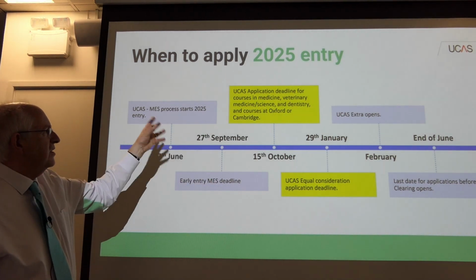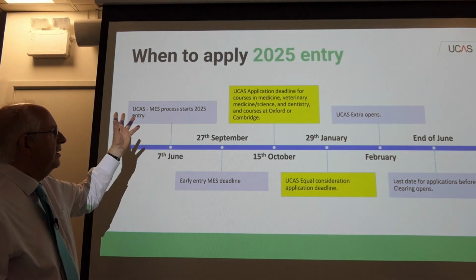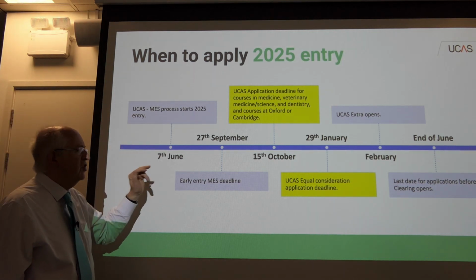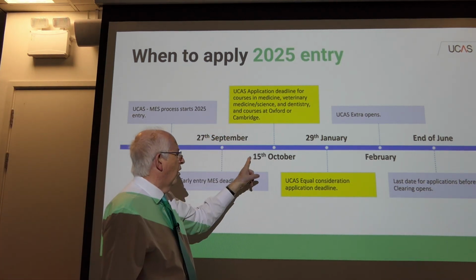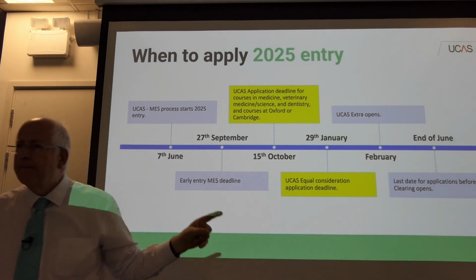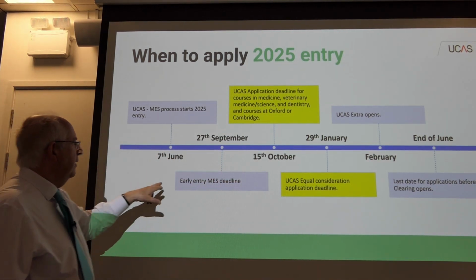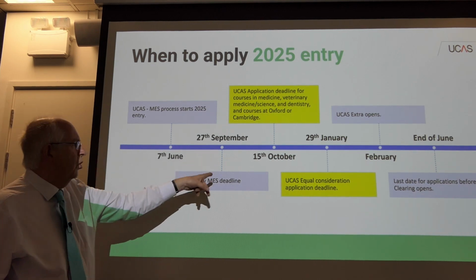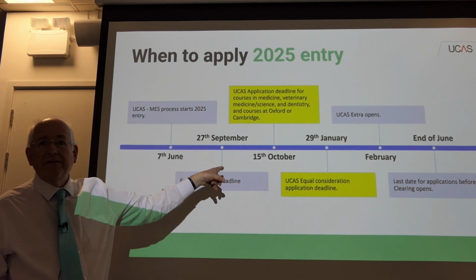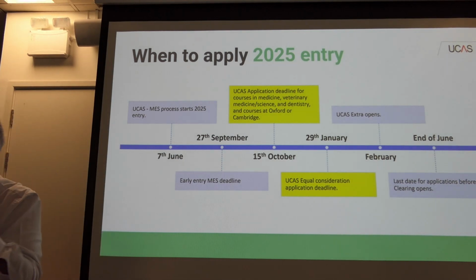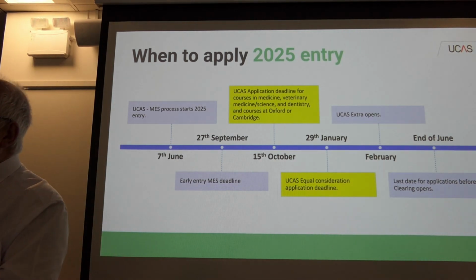We then have those of you who are early entry, as we said, the medicine, some of the sciences, veterinary, Oxford or Cambridge. You have a UCAS deadline of the 15th of October. But in order for us to process your application, the early entry Maiden Early school deadline is the 27th of September. That is the last Friday of September.